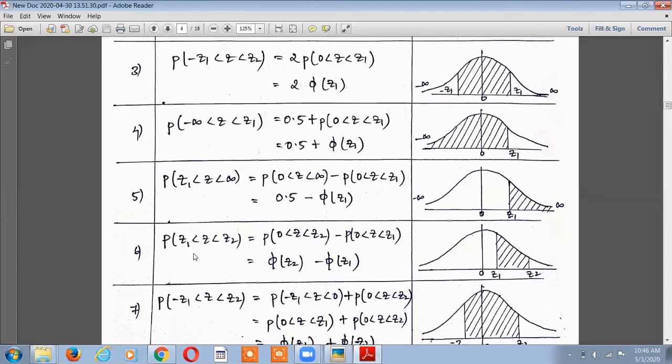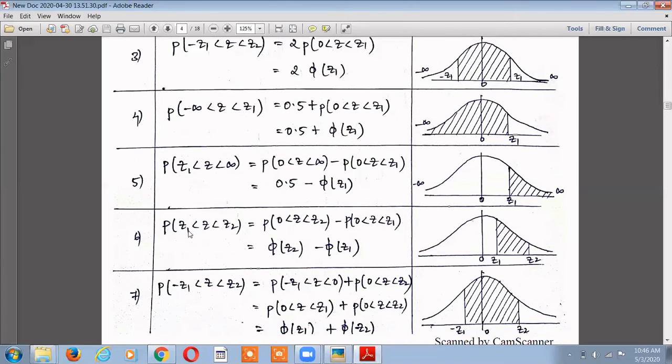Next, sixth note, z between z1 and z2. So z1 is positive and z2 is positive. So this is the region we are interested in finding. So how to find this? First, I find the area below the curve from 0 to z2, and then I subtract the area below the curve from 0 to z1. So it is z between 0 to z2 minus z between 0 to z1. So this can be represented as pi of z2 minus pi of z1.